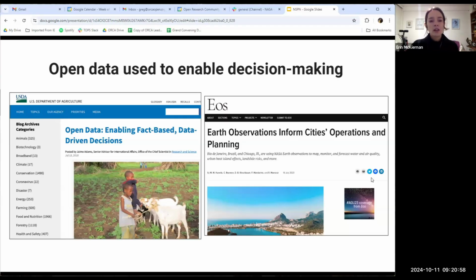And then the one on the right here is an example of how two particular cities, Rio in Brazil and Chicago in the US, are using, again, NASA open data, so Earth observations, to map, monitor, and forecast water and air quality, urban heat island effects, landslide risks, and more. And those, of course, have a direct impact on their communities.